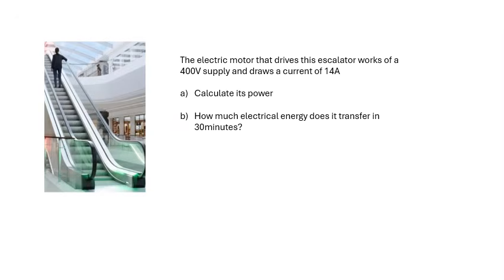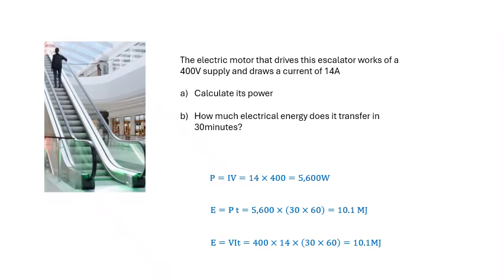Another one, have a go at that one, and I'll show you the answer in 3, 2, 1. Okay, so we're given the voltage, we're given the current, so P equals IV, yes, 5,600 watts. I could write 5.6 kilowatts if I wanted to, but that's okay. How much energy does it transfer in 30 minutes? Now, there are 2 ways you can do this.